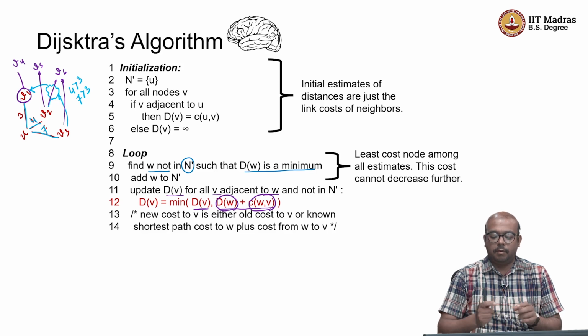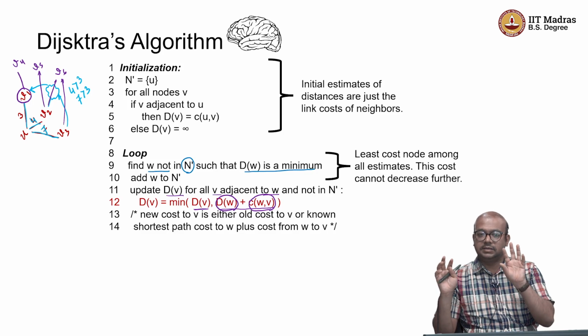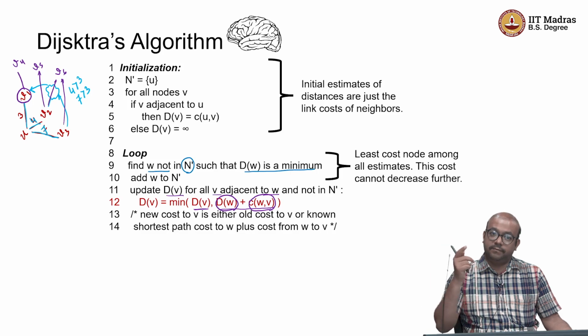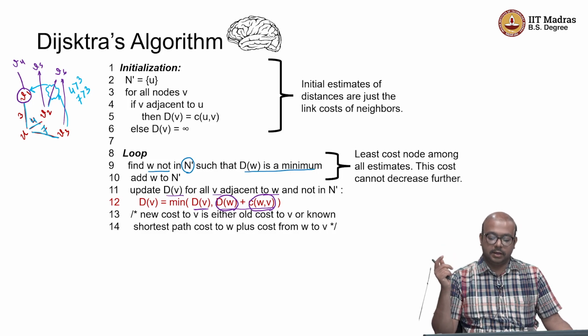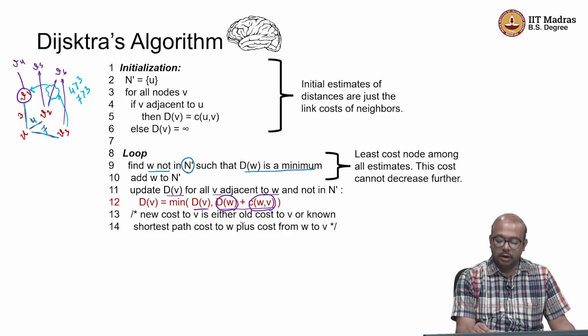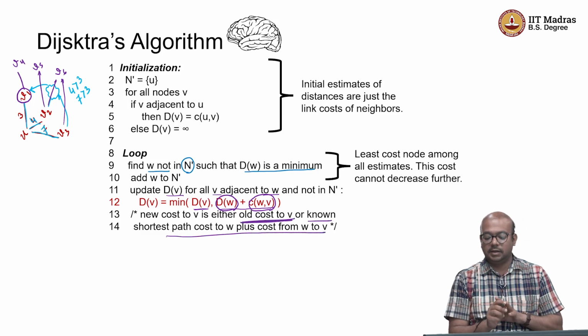So, for that we compare these two numbers, which is dV, and the other one is dW plus C of W comma V. There is also a path to V via W. Whichever is minimum, we should take that. So, the new cost to V is either the old cost, which was your already known cost, or the known shortest path to W plus the cost from W to V, which should be clear.